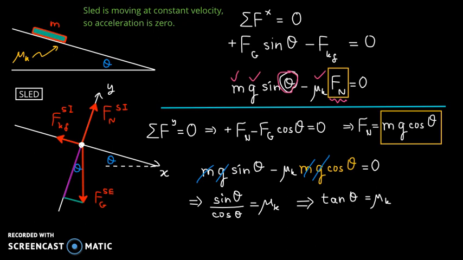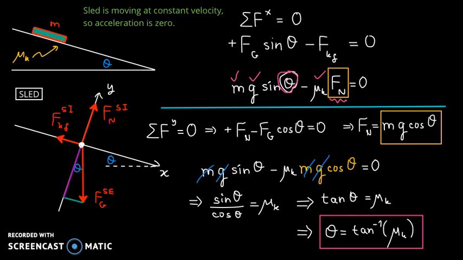Now sine theta divided by cosine theta, that's tangent theta, right? So tangent theta is equal to mu sub k. But we're really looking for theta. We want to isolate theta, right? Now we need to do the inverse function of tangent on both sides of the equation. What is that inverse function? It's just inverse tan. So then theta is going to be equal to inverse tan of mu sub k. And here's our final answer. Now inverse tan is also called arctangent, so both are the same thing. Theta equals inverse tan of mu sub k, or arctangent of mu sub k.